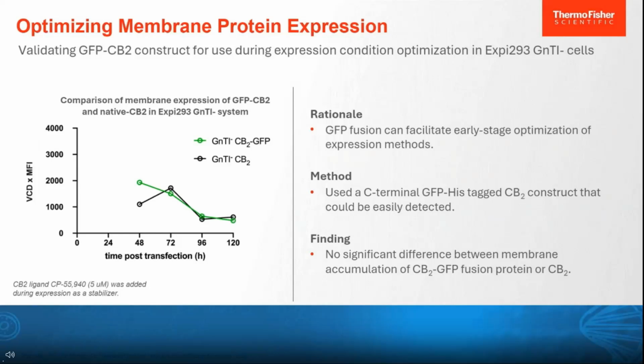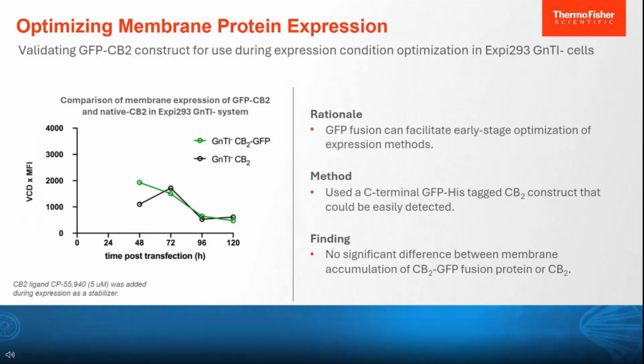Beyond selecting an appropriate expression system, it's important to perform optimization on the expression conditions for your protein of interest. To facilitate early-stage optimization of expression methods, a straightforward method for detection, such as GFP fusion, can be really helpful to narrow down various expression conditions.